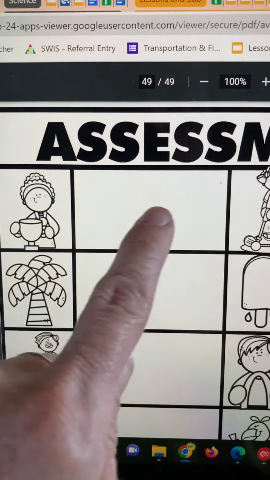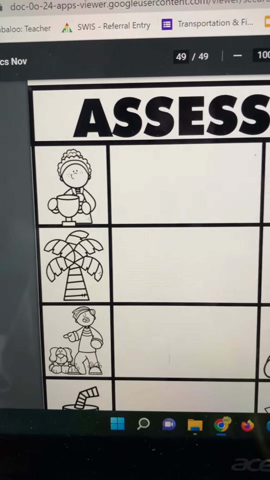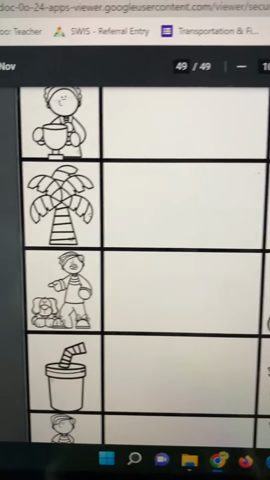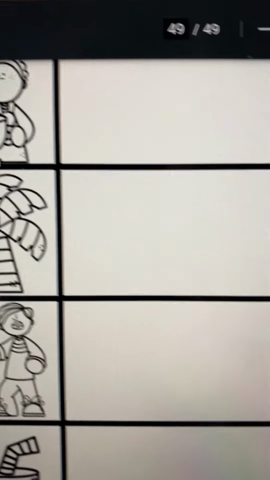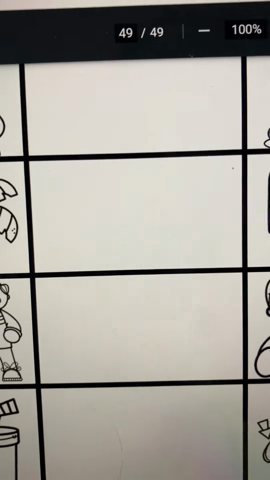Champ. This picture right here should be champ. Look, remember that CH sound? Ch. Second one down. This picture. Palm. And that has that tricky ending. Palm.